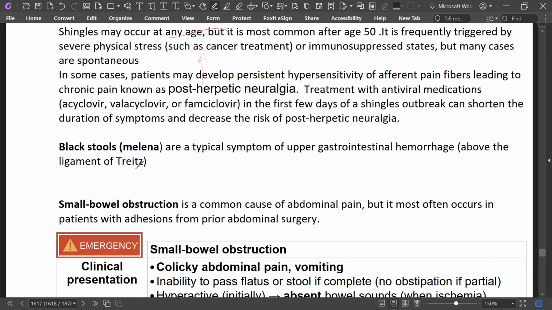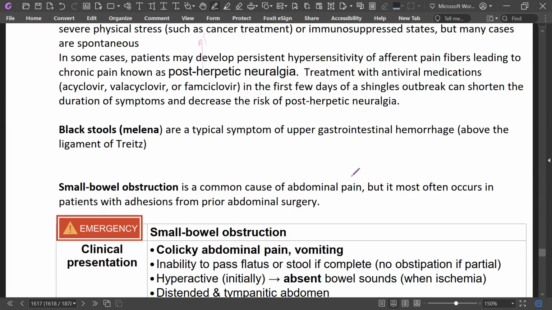Now, small bowel obstruction is a common cause of abdominal pain, and it most often occurs in patients with adhesions from prior abdominal surgery.